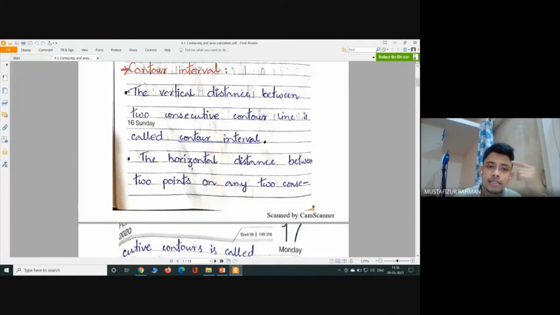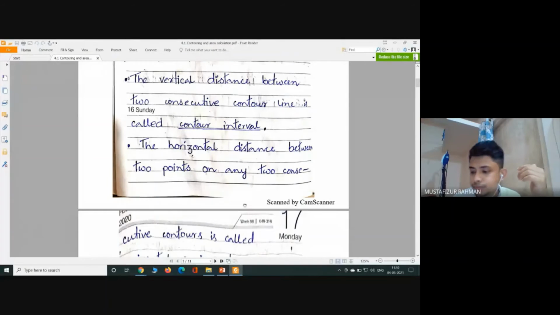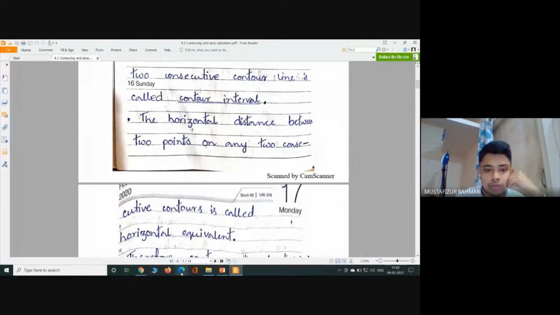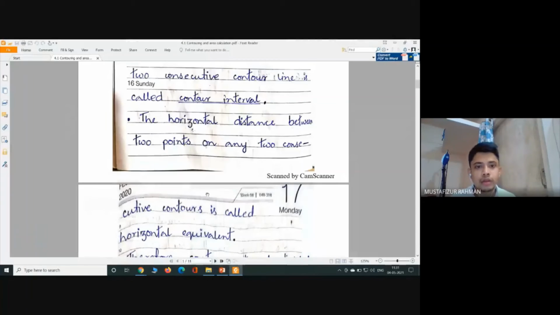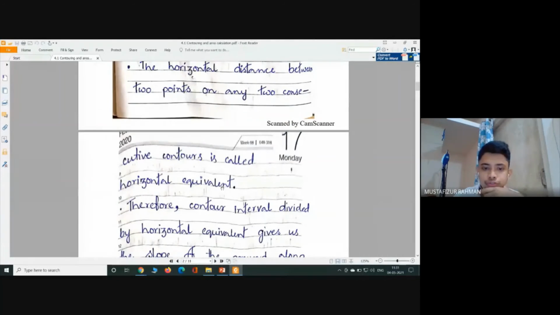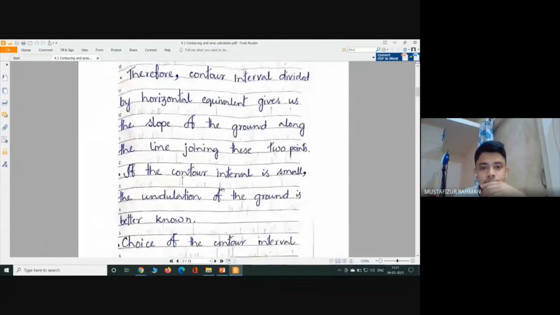Then there will be one horizontal distance between any 2 points on consecutive contours. So these 2 points, here and here, this is 65 and this is 60. Vertical distance is fine, it is 5 meters, but there shall be one horizontal distance also between these 2 points. That horizontal distance is your horizontal equivalent. These two are important properties.